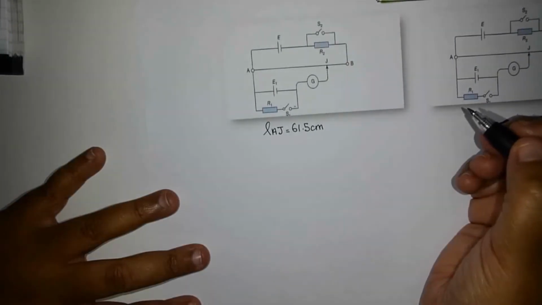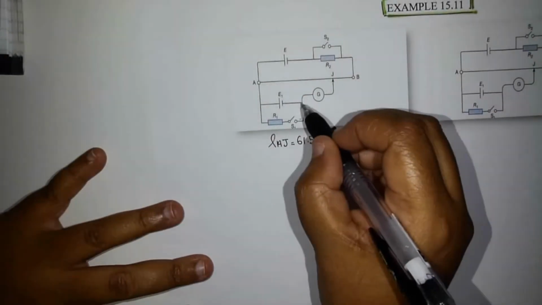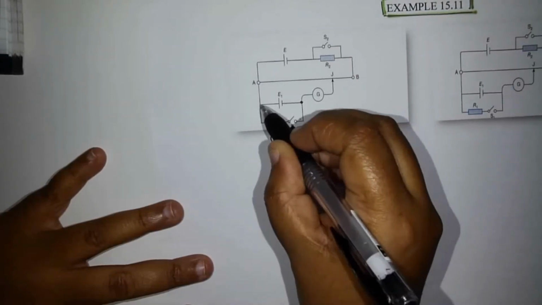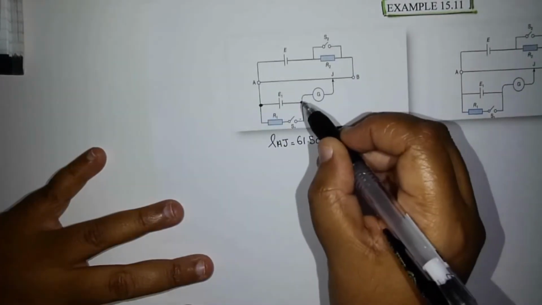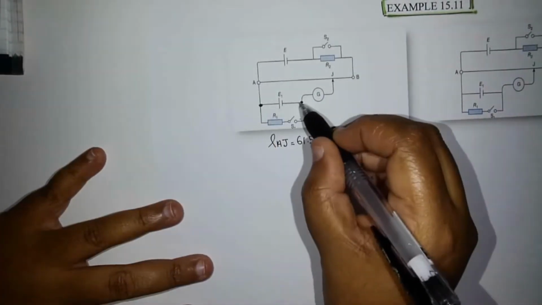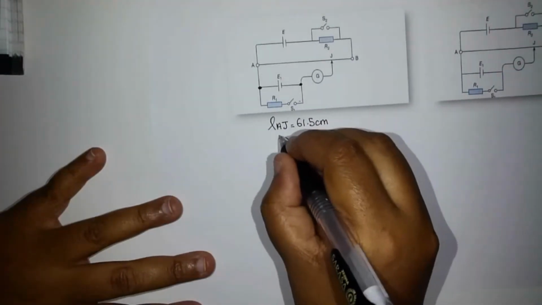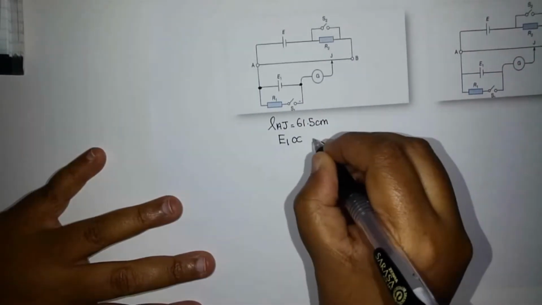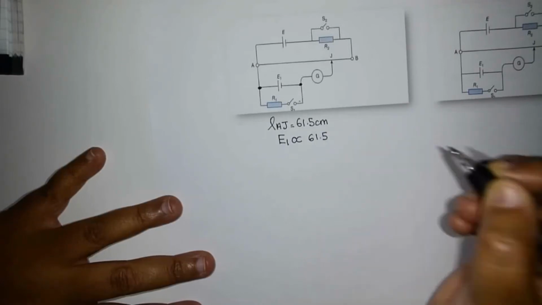And it said the galvanometer is balanced, so that means it is open here. So the value that will be detected here will be E1. So E1 is directly proportional to 61.5.